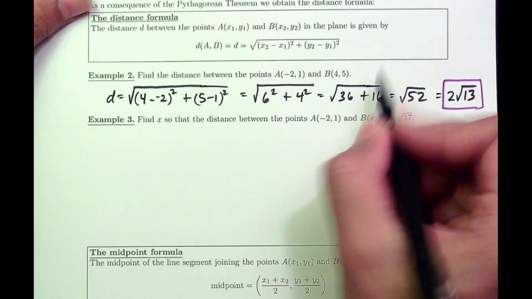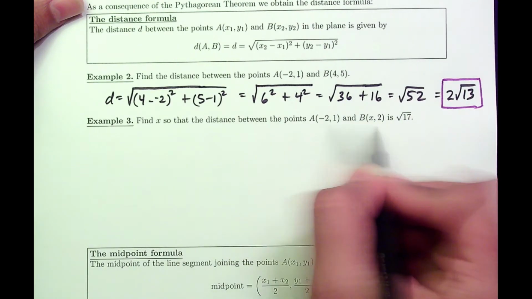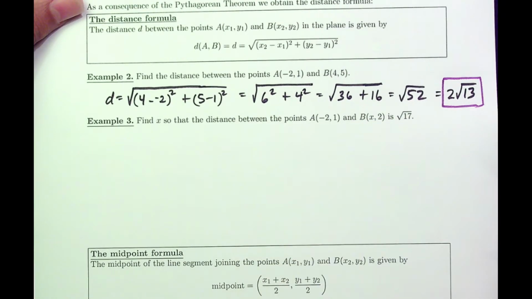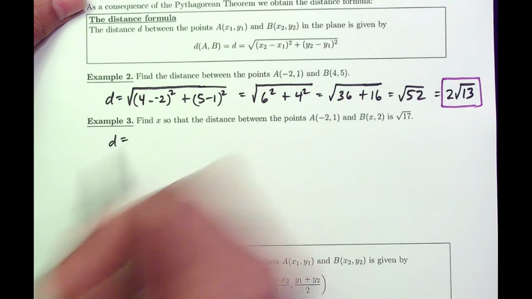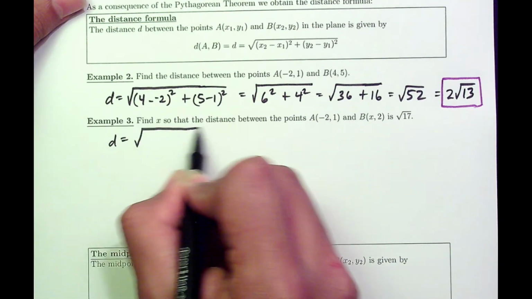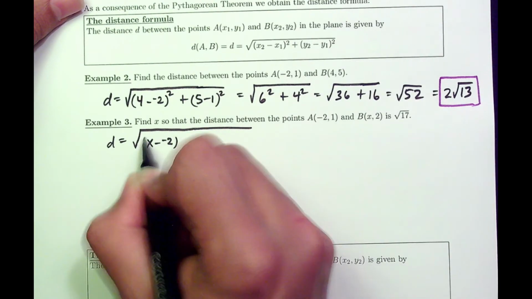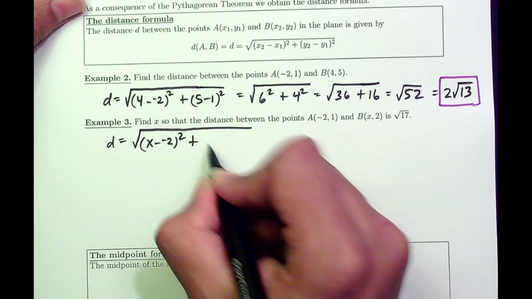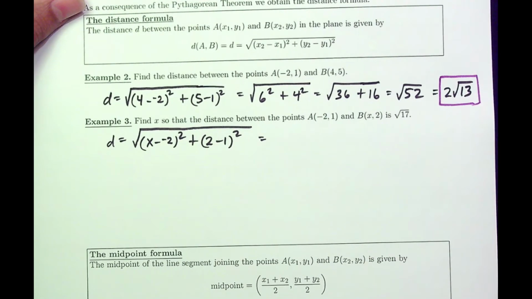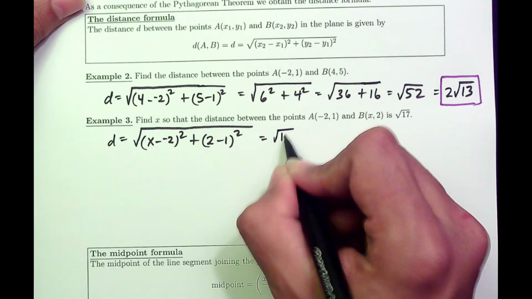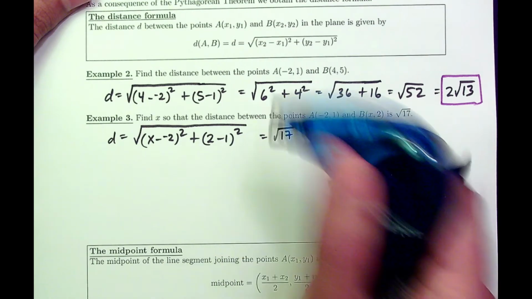Alright, let's do it. We're going to find x such that the distance between these 2 points is square root of 17. What is the distance between those 2 points? It's the square root of, subtract the x's, x minus -2 squared, plus subtract the y's, 2 minus 1 squared. That is the distance, and they're telling me that it's supposed to be square root of 17. So that's our equation, and we're going to have to figure out what x is from it.